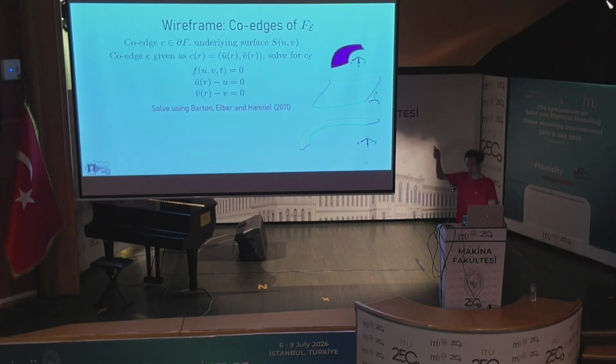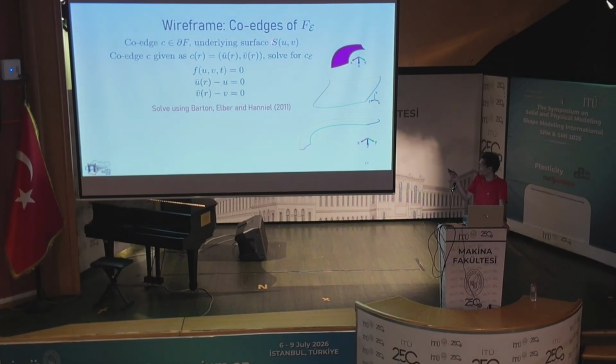And by wireframe, I mean the co-edges of the envelope. Let this C be a co-edge which bounds a face F. Let S be the underlying surface for F. So this co-edge C is specified in the parameter space of S(U,V) as C(R) = (Ū(R), V̄(R)), a P-curve.